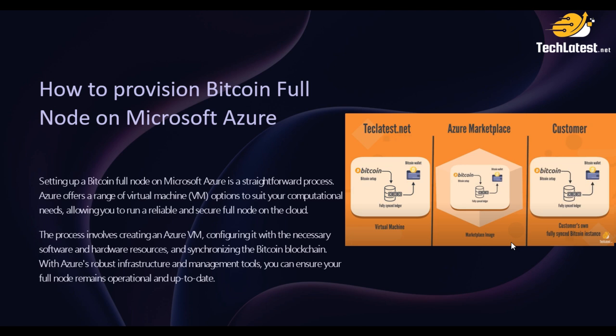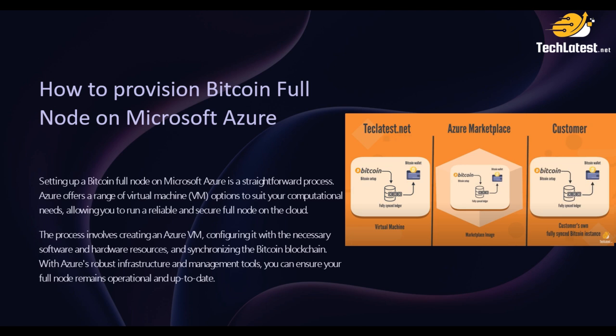We will show you the step-by-step process. Setting up a Bitcoin full node on Microsoft Azure is a straightforward process. Azure offers a range of virtual machine options to suit your computational needs, allowing you to run a reliable and secure full node on the cloud. The process involves creating an Azure VM, configuring it with the necessary software and hardware resources required for the Bitcoin blockchain. So let's start our demonstration process.